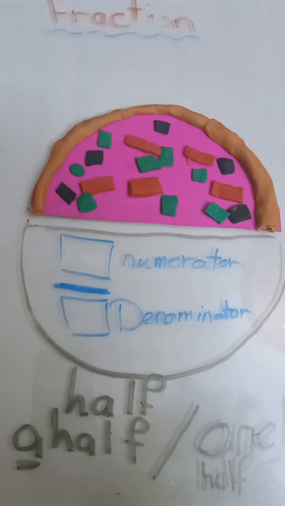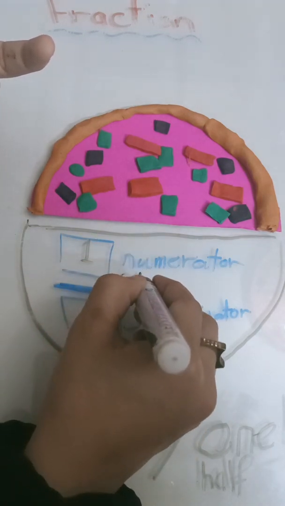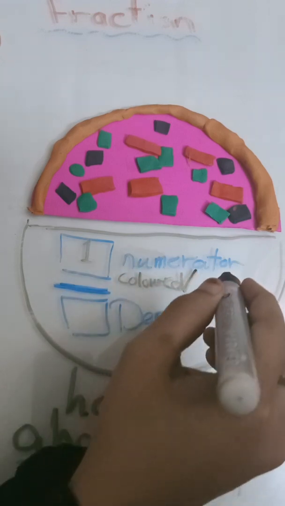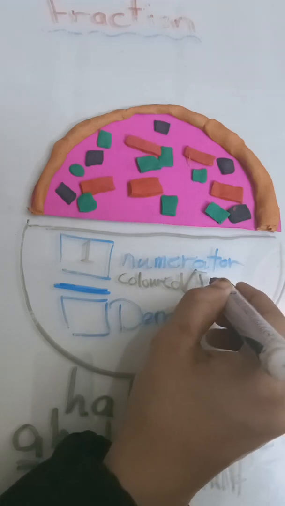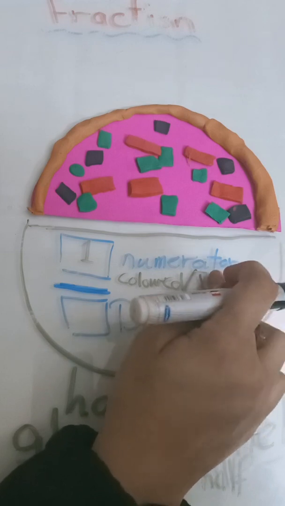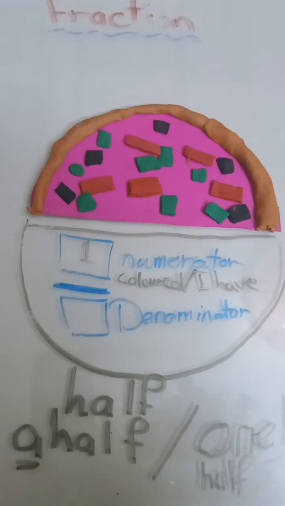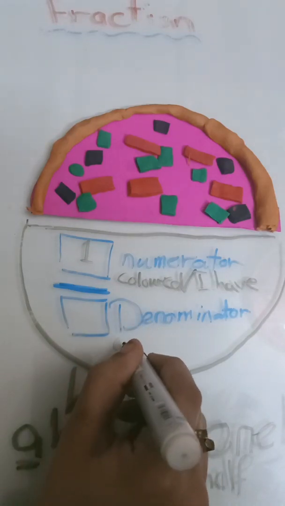The numerator is colored part, and the equal, how many equal part I do have? I do have how many part? 1. So this is colored part, or I do have, or I have. This is part, ask me about all parts.